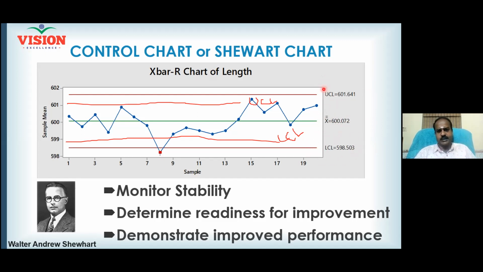Now, as a green belt, you might be knowing what is the distance of upper control limit from the center. How much will be the distance from the center? This will be 3 sigma. We studied, right? A point at a distance of 3 sigma from the center is called control limit. A point at a distance of 2 sigma from the center is called warning limit. So this is upper control limit, this is lower control limit. The distance will be 3 sigma.